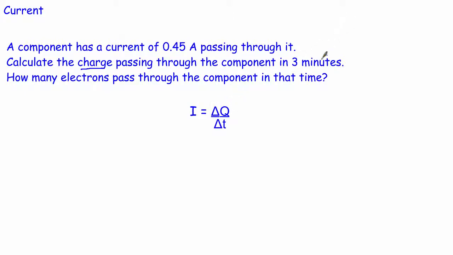So the first thing I need to do is this thing here. This is in minutes, and I don't want minutes. I need time to be measured in seconds. So to convert it into seconds, I just multiply by 60. So 3 times 60 is just 180, so I get 180 seconds.